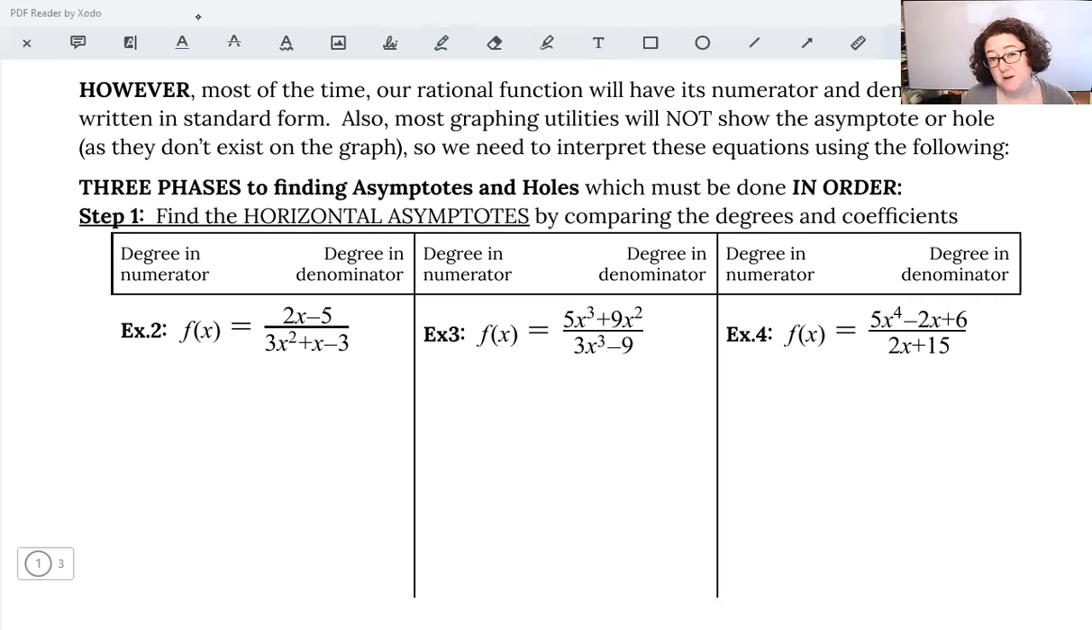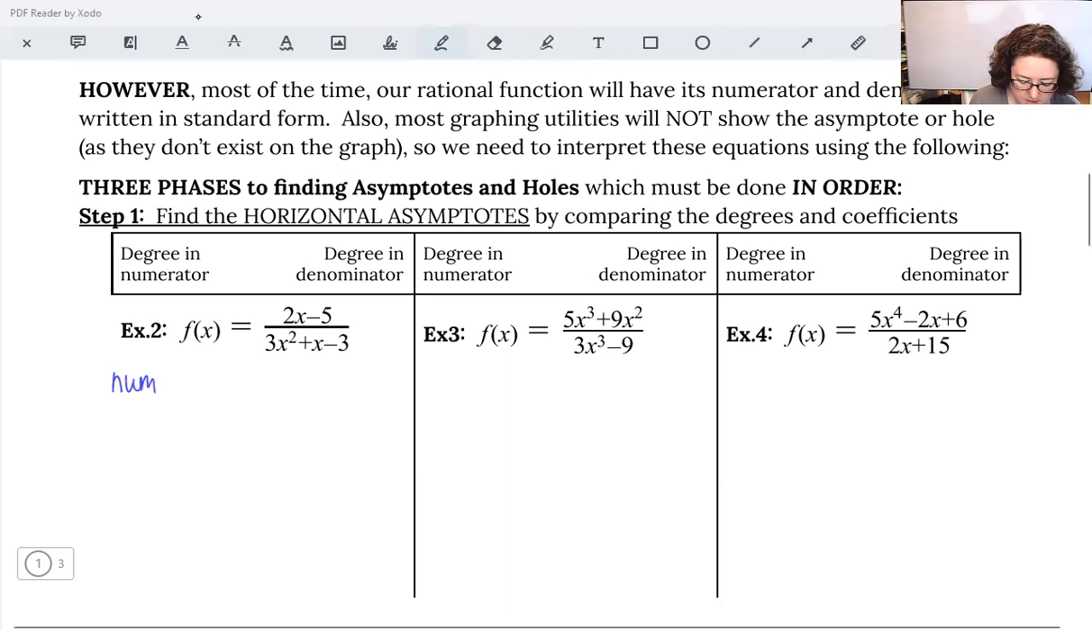So we figure these out by looking at the degree in the numerator and denominator. So again, don't forget, degree is your highest exponent on any term, or how many factors you have in that expression. Now, when we have things written out in standard form, easiest to just look for what's the highest exponent. So in example 2, we have our function 2x minus 5 over 3x squared plus x minus 3. So looking at our degrees, well, the numerator has a degree of 1.